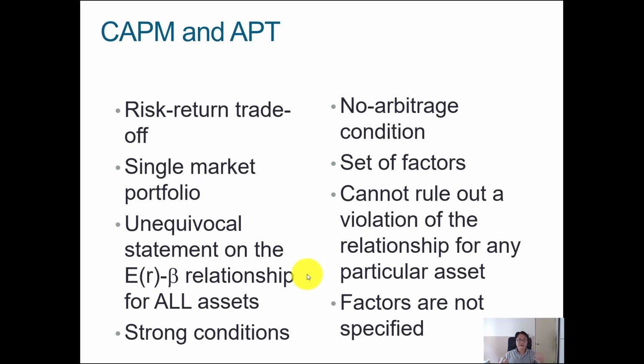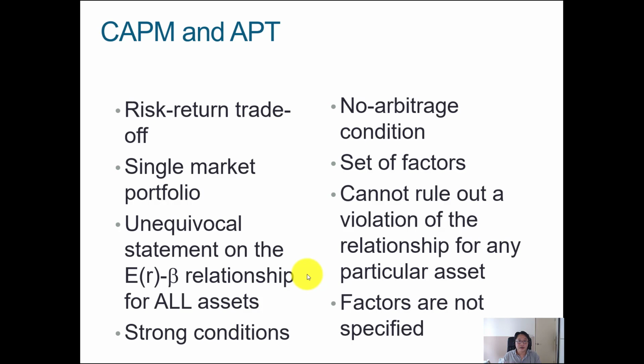So what is the difference between the CAPM and APT? In the CAPM, there's a risk-return trade-off. The CAPM focuses on the factors of a single market portfolio. The CAPM has very strong assumptions, and it makes a very unequivocal statement that the expected return and beta relationship holds for all assets. Some can say that the capital asset pricing model was the foundation for pricing theory, but it was very strict. Whereas the arbitrage pricing theory is much more relaxed.